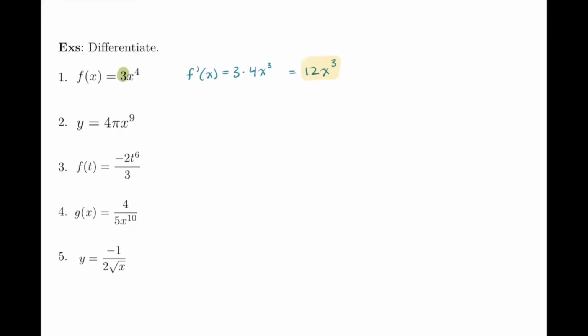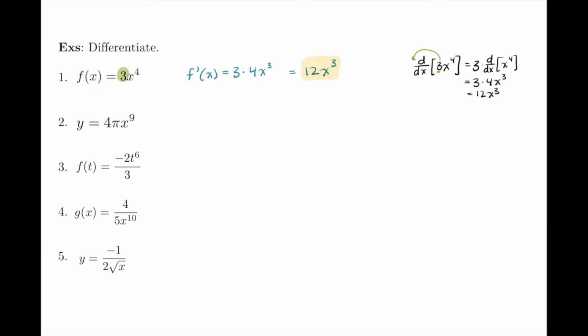Using the d over dx notation that I used to write this rule would say that if we were finding the derivative of 3x to the fourth, then this constant 3 can come outside of the derivative symbol. So this would be 3 times the derivative of x to the fourth. Then we've isolated just this single x to a single power, and we can differentiate that using the simple power rule. So this becomes 3 times 4x to the third, which is again 12x to the third.